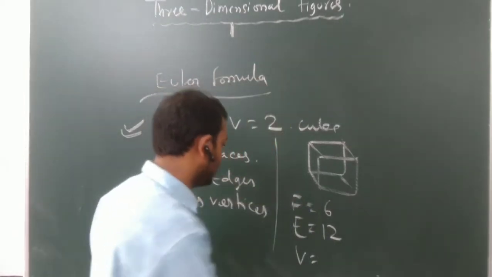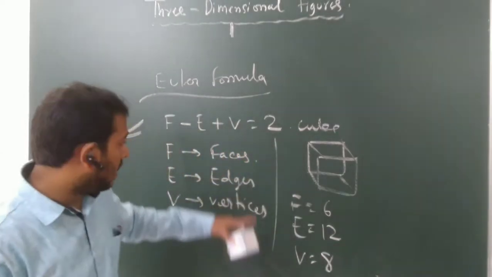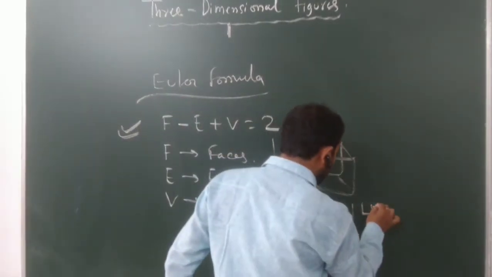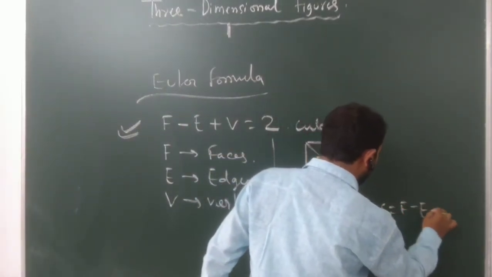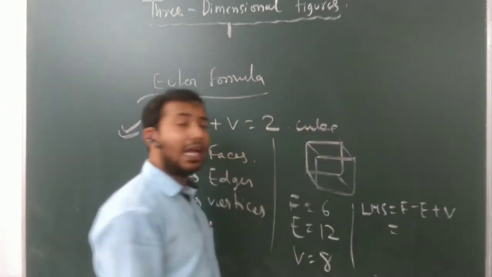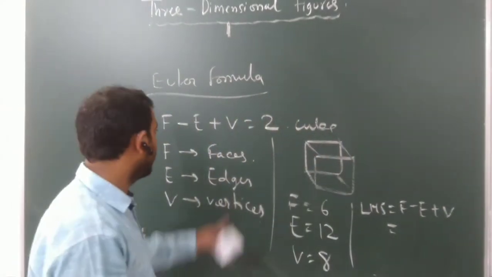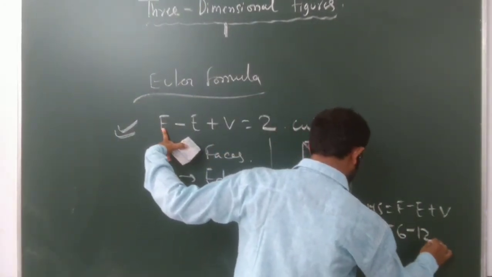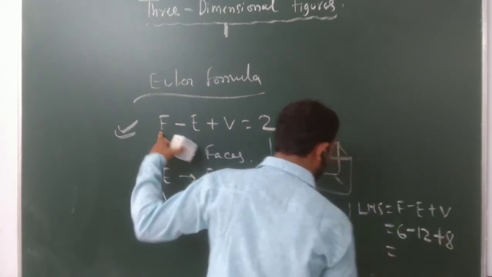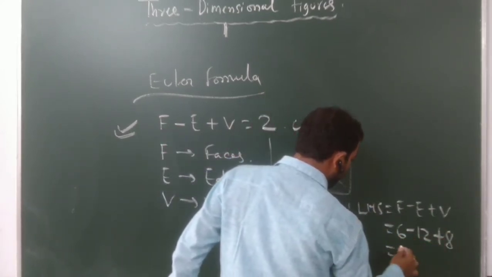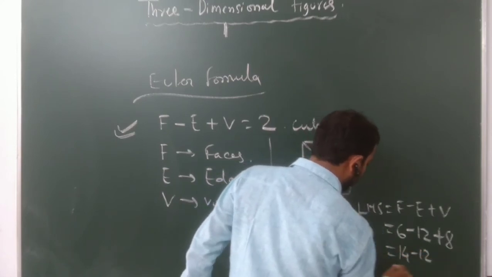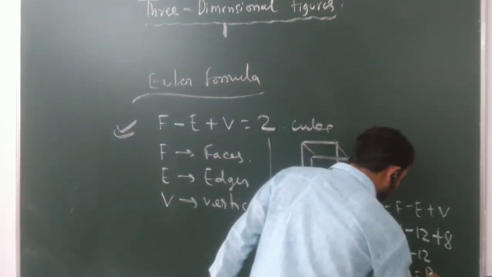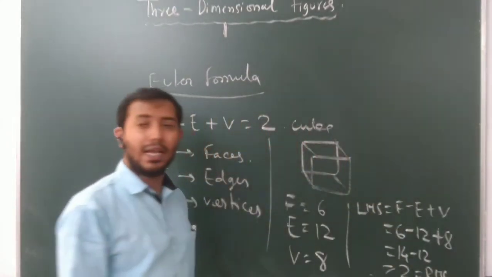Total 8 vertices. Now if you substitute in LHS, your LHS is F minus E plus V. Substitute here and check whether you will get 2 or not. Let's check. Faces is 6, edges is 12, plus 8. Now if we add 6 plus 8, that is 14, minus 12. We are getting here 2. Have you seen? Your RHS is also equal to 2. That means for any kind of polyhedron.